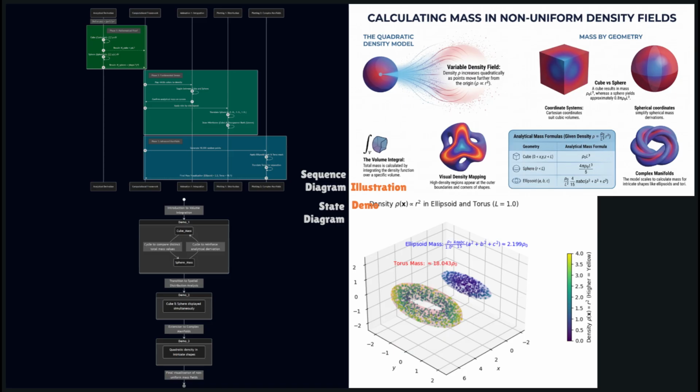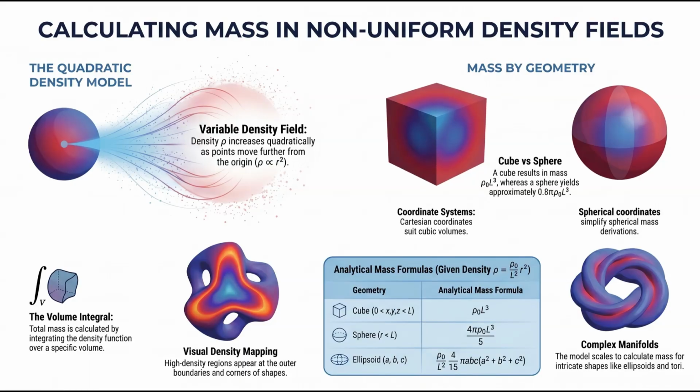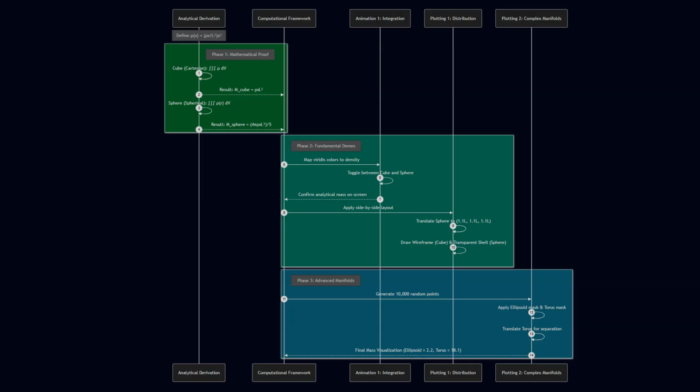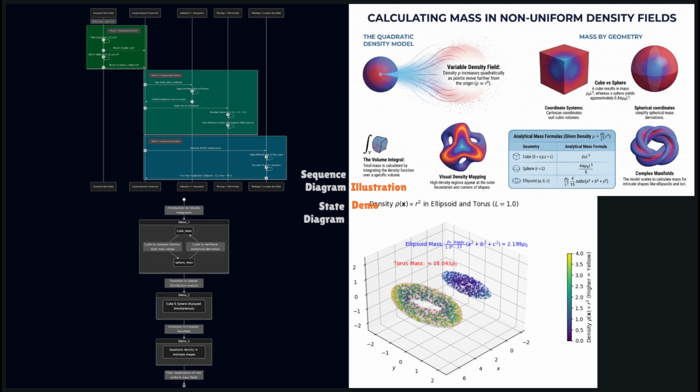Without the derivation sheet as a starting point, the sequence diagram would have no verified data to feed into the animations. This progression ensures that when a viewer sees a scatter plot or a color map, they are witnessing a mathematically accurate translation of the initial proofs rather than just an artistic simulation.